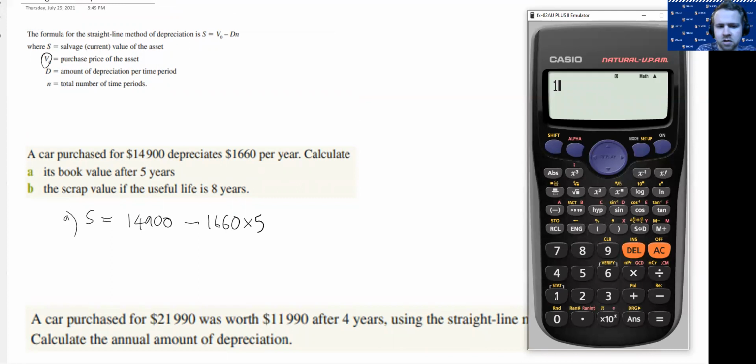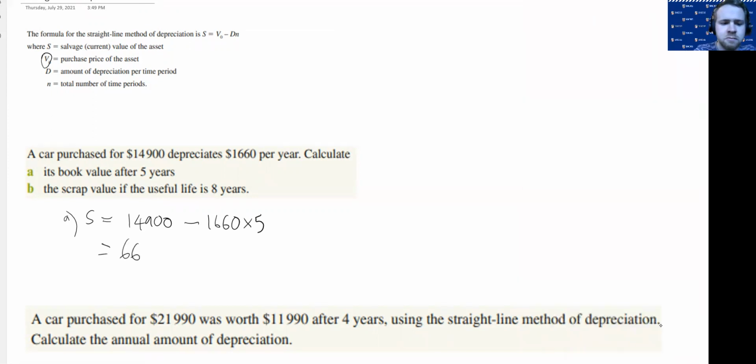I should have said earlier, sorry, this model of depreciation doesn't use percentages, it uses the actual depreciation amount. So we're not using percentages in this instance. Okay, so its value after 5 years goes down to $6,600. So it's lost quite a lot of value in that 5 years.